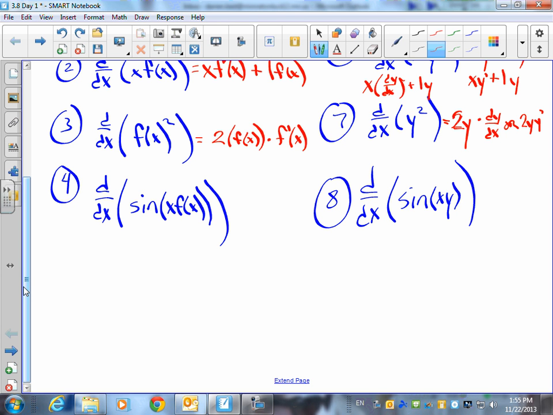Chain rule first. What's the derivative of sine? Cos. Keep in mind it's a chain rule problem, so for the first part, I'm going to leave the inside the same. Cos xy times, now I need to multiply by the derivative of xy. We already did this. Do you remember what it is? You don't have to remember because it's up there, right?